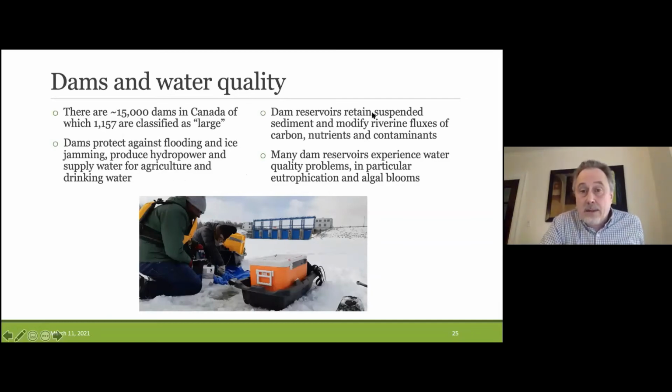Dams also retain suspended sediment, and we've talked already about sediment transport modeling activities. They also modify the riverine fluxes of carbon, nutrients and contaminants. And many dam reservoirs do experience water quality problems, in particular eutrophication and algal blooms.